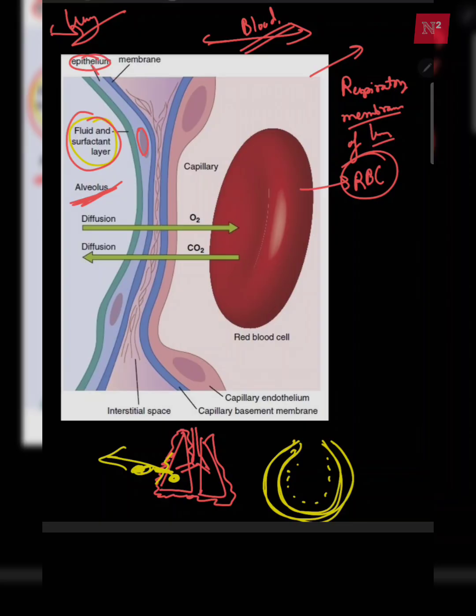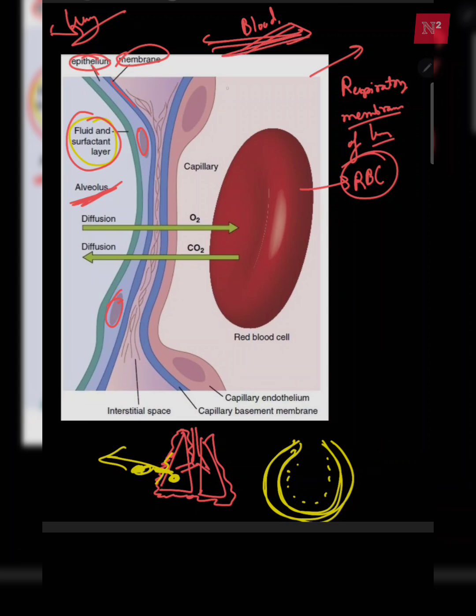This is the epithelial tissue cell nucleus. Attached to any cell we know there's a membrane. So this is the membrane for you. Now on the other side, we have the blood vessels.